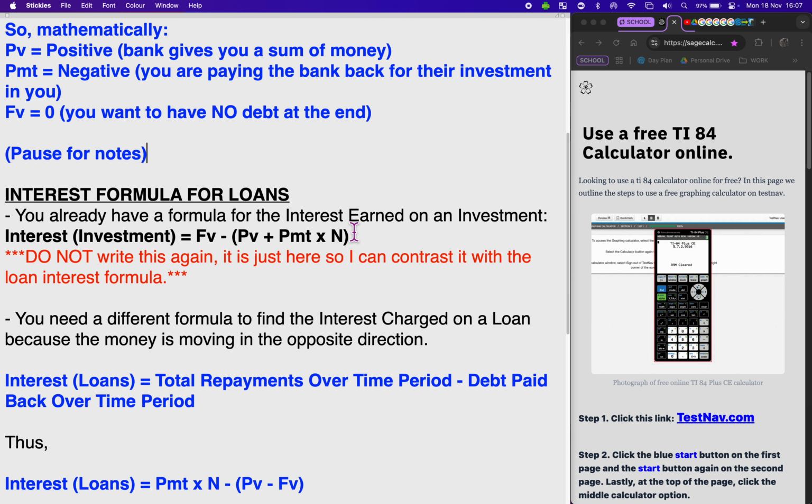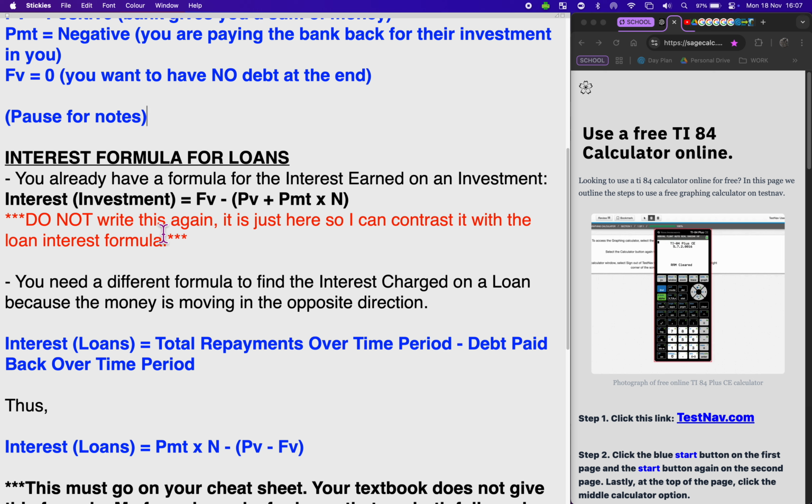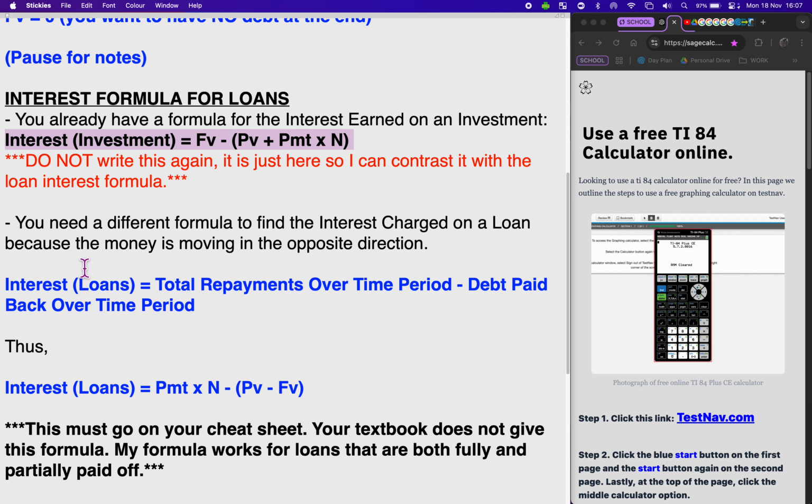Now, you've already got a formula for the interest earned on an investment. It looks like this. I'm not asking you to copy that again because you've already got it. I'm showing it because I need to compare and contrast it to the loan interest formula. Why do you need a different formula? It's because the interest charge on a loan is money moving the opposite direction. You're paying the bank interest. The bank isn't paying you interest.